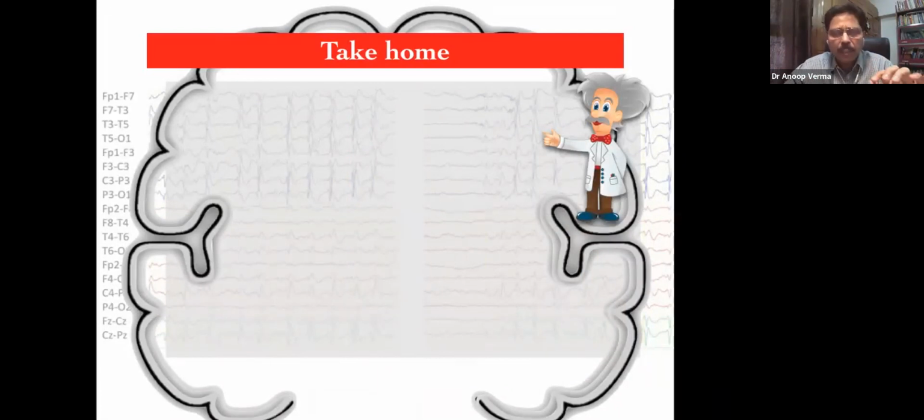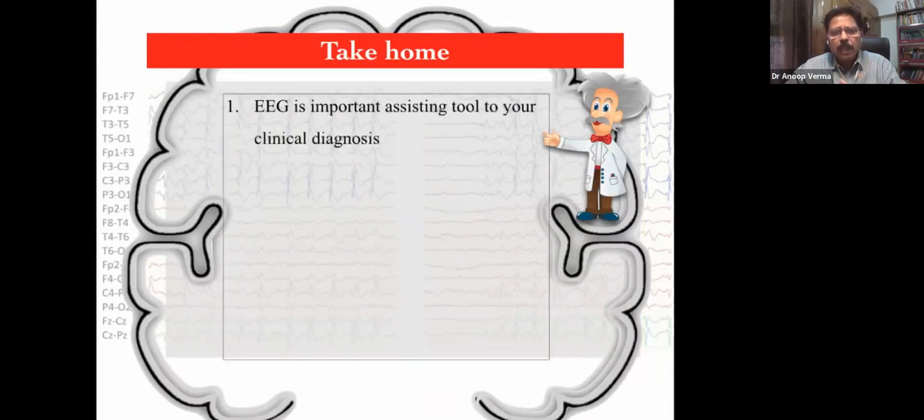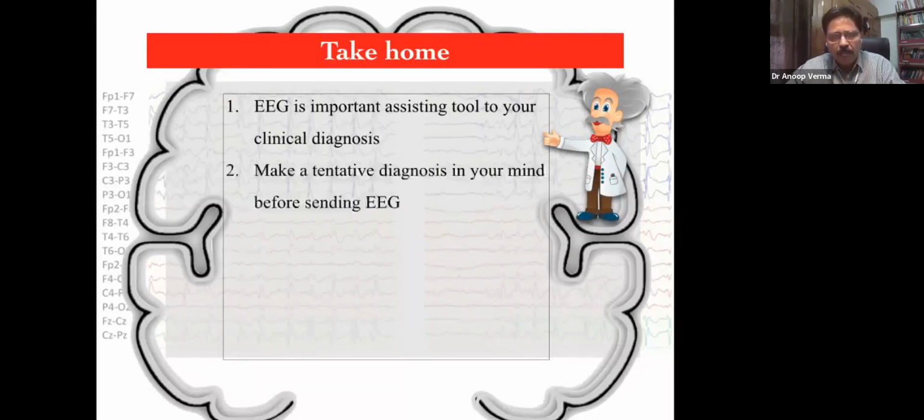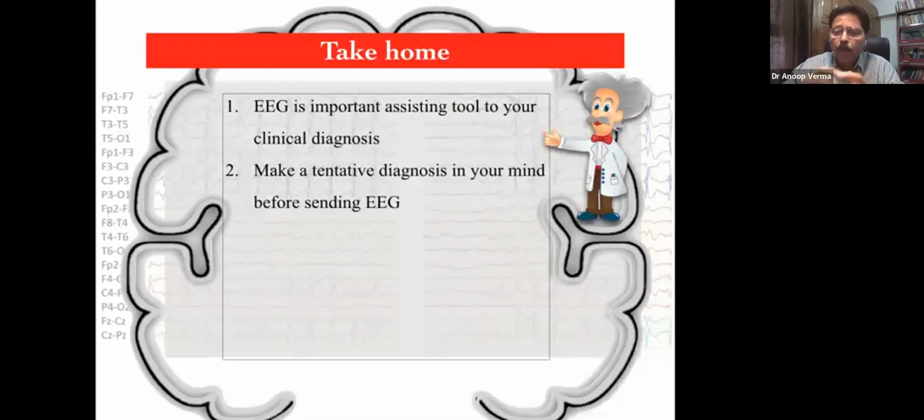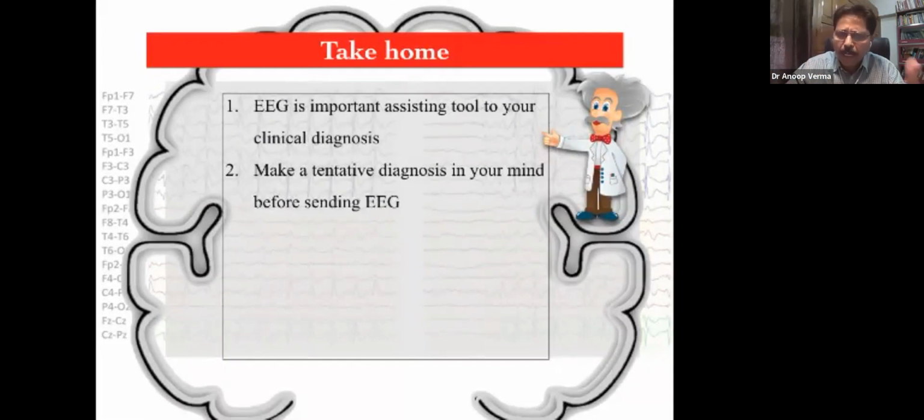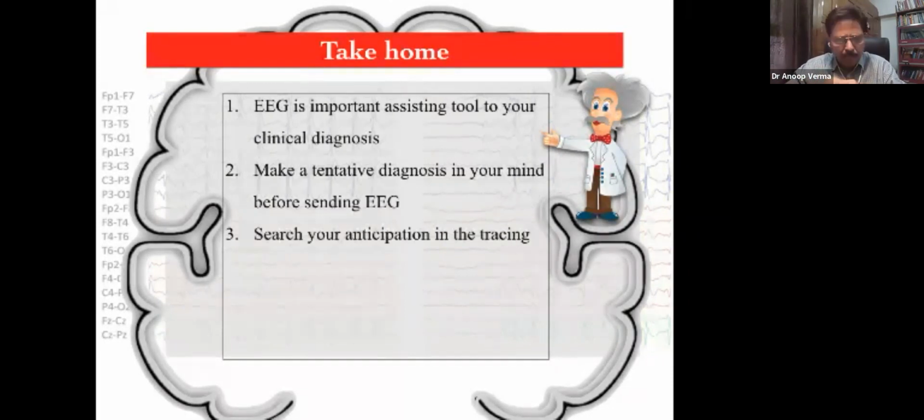So the take-home message from this lecture is that EEG is an important assisting tool to your clinical diagnosis. It is an assisting tool to your clinical diagnosis. Make a tentative diagnosis in your mind. Make a clinical diagnosis in your mind. What type of seizure you suspect and what EEG changes you are trying to see in this patient. Search for your anticipation in that tracing which has been ordered and see what the tracing is actually showing.